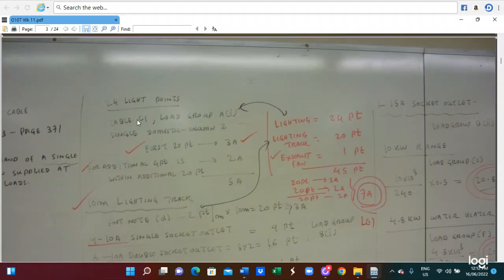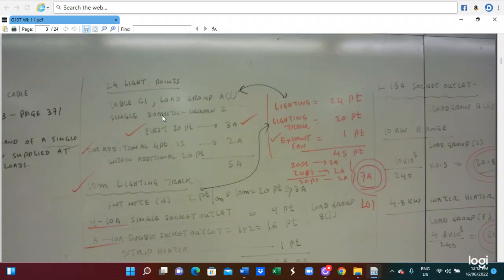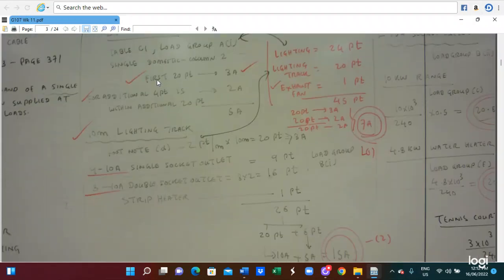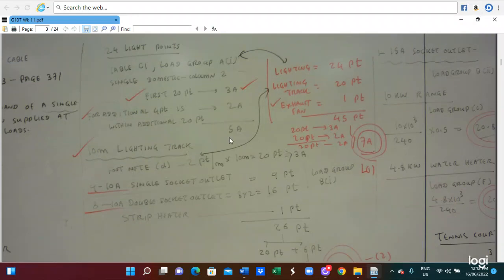So in this case, Table C1 is load group A1. This is single domestic, column 2. In this case, for the first 20 points, we have to select 3 ampere, and for the additional 4 points, there will be 2 ampere, and also for the additional 20 points. So for the 3 and 2, they put 5 ampere. So for the 24 lighting points, you can calculate 5 ampere.